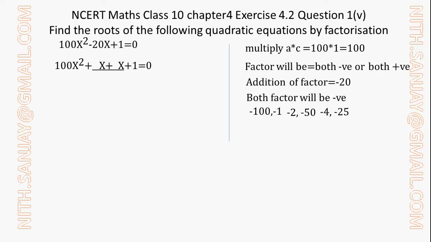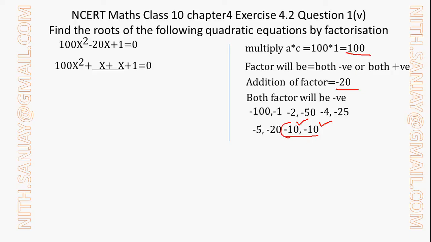I will take the next pair. The next pair is minus 4 and minus 25. Again that will not add up to minus 20, so I have to reject this, because it is not satisfying this condition. Then I will take the next pair. Again this has to be rejected, because its addition is minus 25, whereas I need minus 20, so I have to reject this pair also. Now I will take the next pair. The next pair is minus 10 and minus 10. If I add this pair, I will get minus 20. So these are the two numbers which are satisfying this condition as well as this condition.